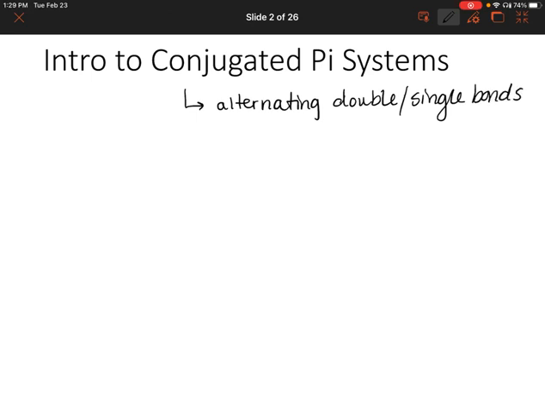And because we have alternating double and single bonds, we can also have resonance structures. And remember, resonance can stabilize a molecule. So we'll talk a little bit more about stability later on for these pi systems. But let's just draw a few examples here. So I'm going to draw a couple of molecules, and we'll go through each one.